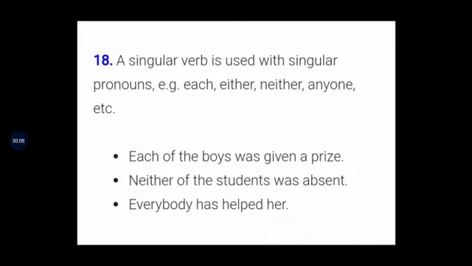Neither of the students was absent. So here, neither of the students means not a single student was absent. So here we are speaking about each boy. Everybody has helped her. Has helped her means each person has helped her.